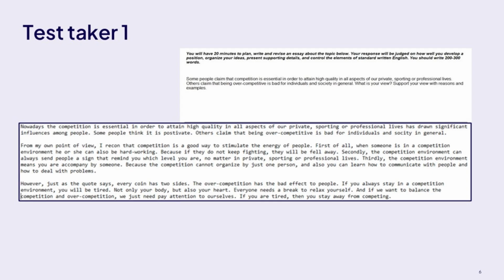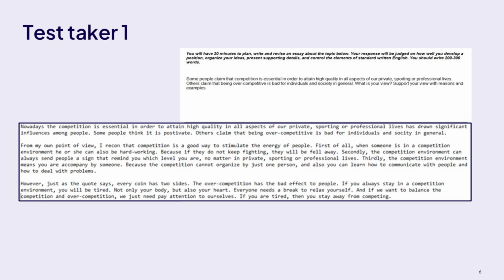This test taker's response is quite typical of low B1 level. They show the ability to discuss a familiar topic, and their essay is appropriately divided into paragraphs. The overall structure of the essay is adequate, but is lacking an effective conclusion. Sentences within the paragraphs mostly flow in a coherent way, due to the use of linking phrases such as first of all and secondly, etc. But the connections between ideas are sometimes unclear.